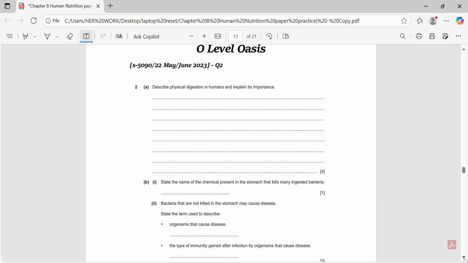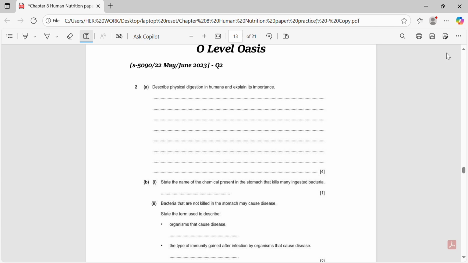Next, describe physical digestion in humans and explain its importance. Here, we're talking about physical or mechanical digestion, that means breaking food into smaller pieces without changing its chemical structure. The organs involved are mainly the teeth and the stomach. The teeth chew and grind food in the mouth, while the stomach churns it. The purpose of this is to increase the surface area of food so digestive enzymes can work more efficiently during chemical digestion.